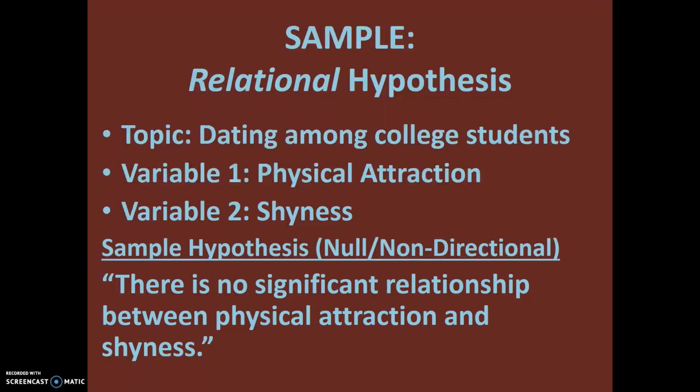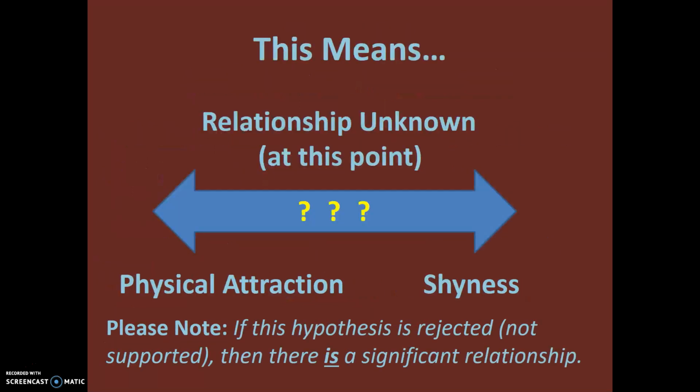In this case, we're stating that there isn't a relationship that is meaningful, that the relationship between these two variables is not important. This also means that the relationship between the two variables at this point is unknown. So we're not sure if that relationship is significant or not. But in other words, we're not going in either direction. We're not saying positive or negative. Instead, we're saying if the relationship is even present.